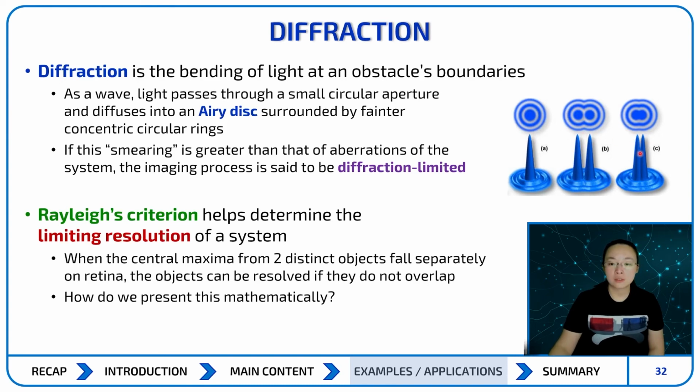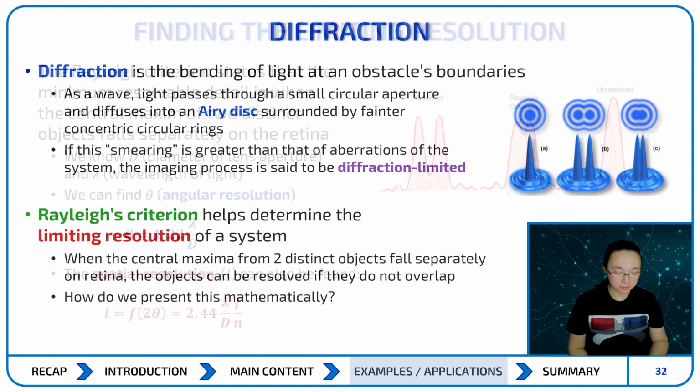Over here, the two peaks do start to overlap, and at that point, you wouldn't be able to tell the difference between the two. You can almost see that these two have merged into one singular airy disk. So let's try and present this mathematically.